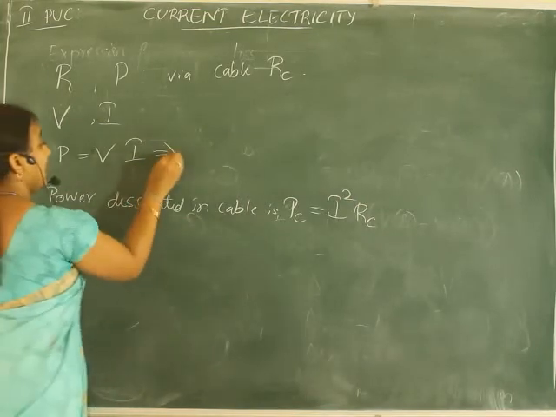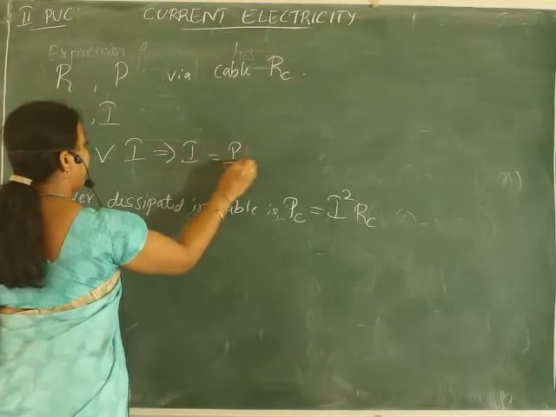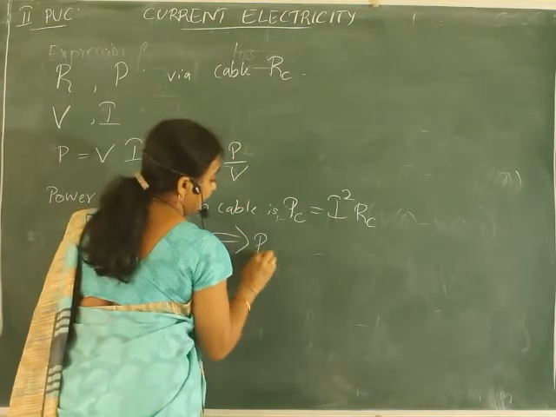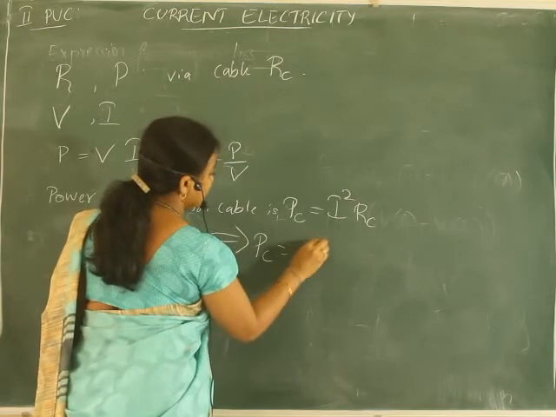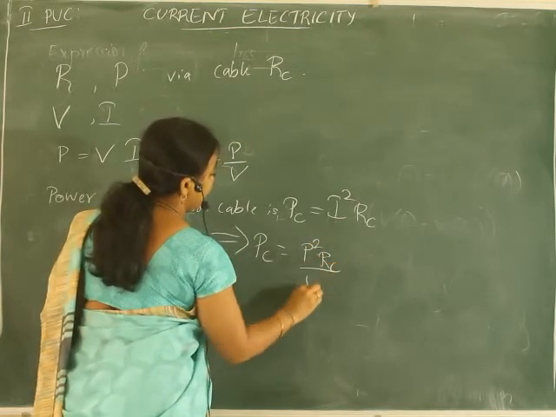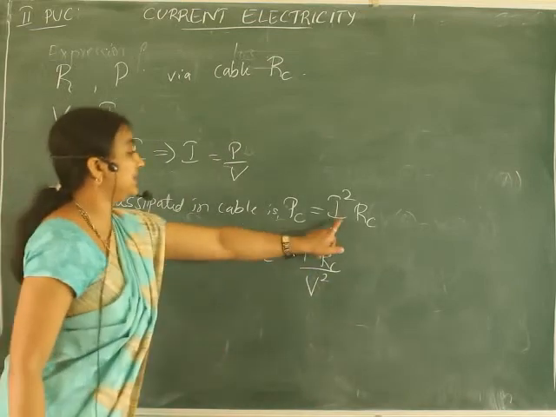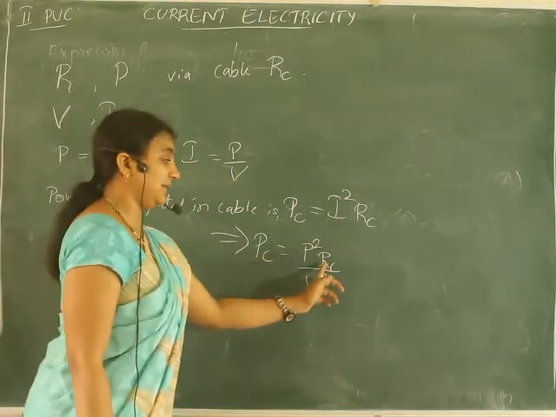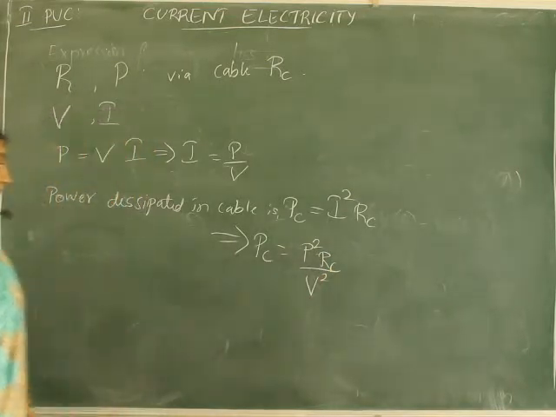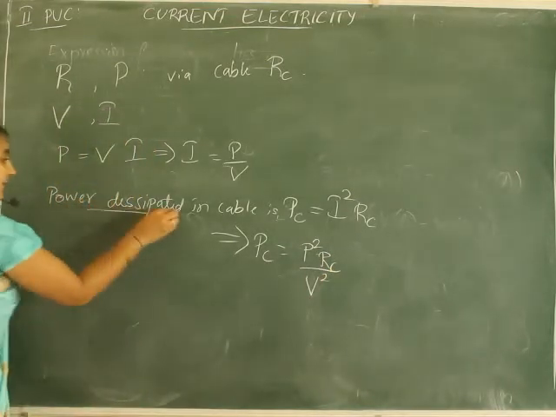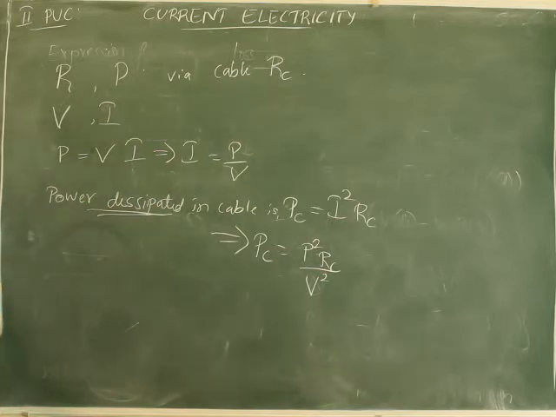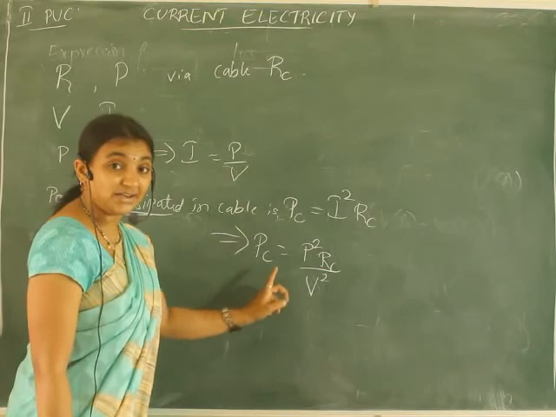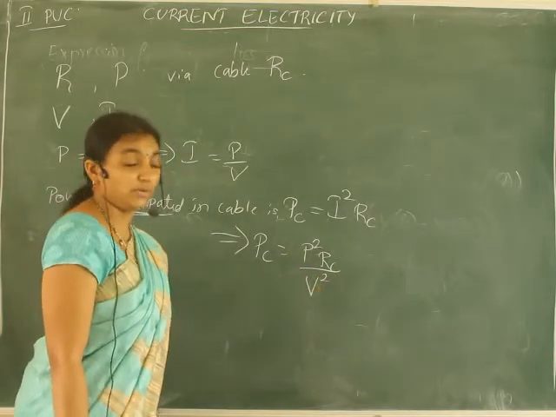Can I write I is equal to P by V? Then I will get PC is equal to P square RC by V square, because in the place of I have to substitute P by V. So I'll get PC is equal to P square RC by V square. See here, power dissipated means power loss. So power loss in the cable is PC is equal to P square RC by V square.